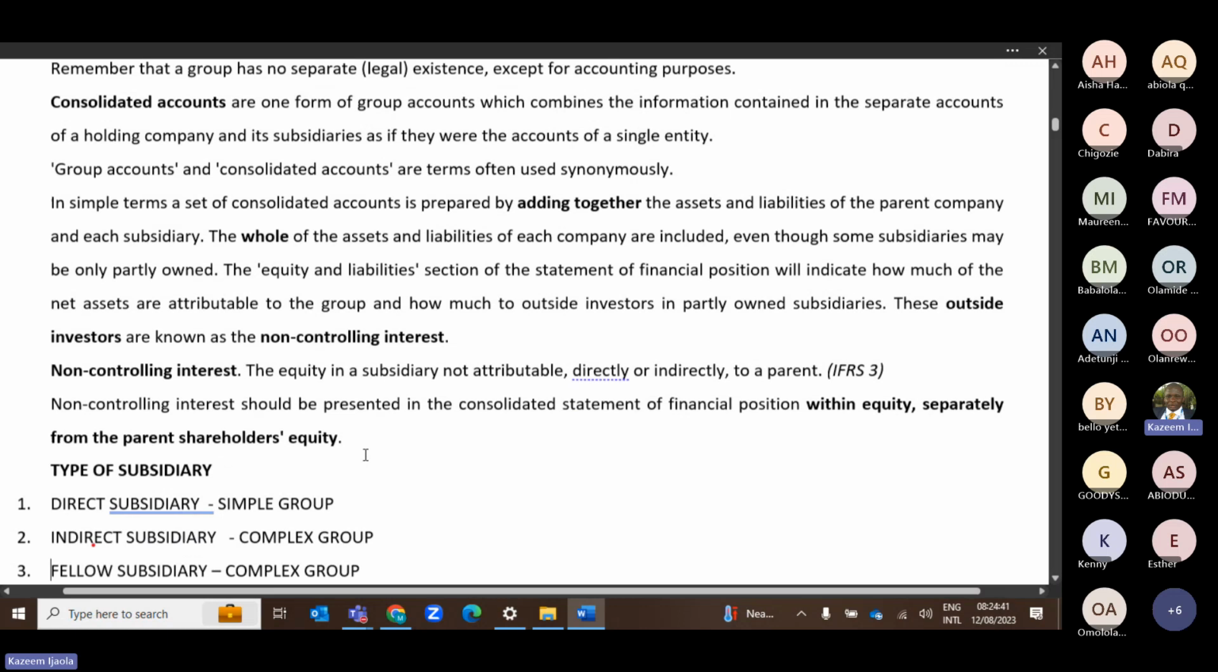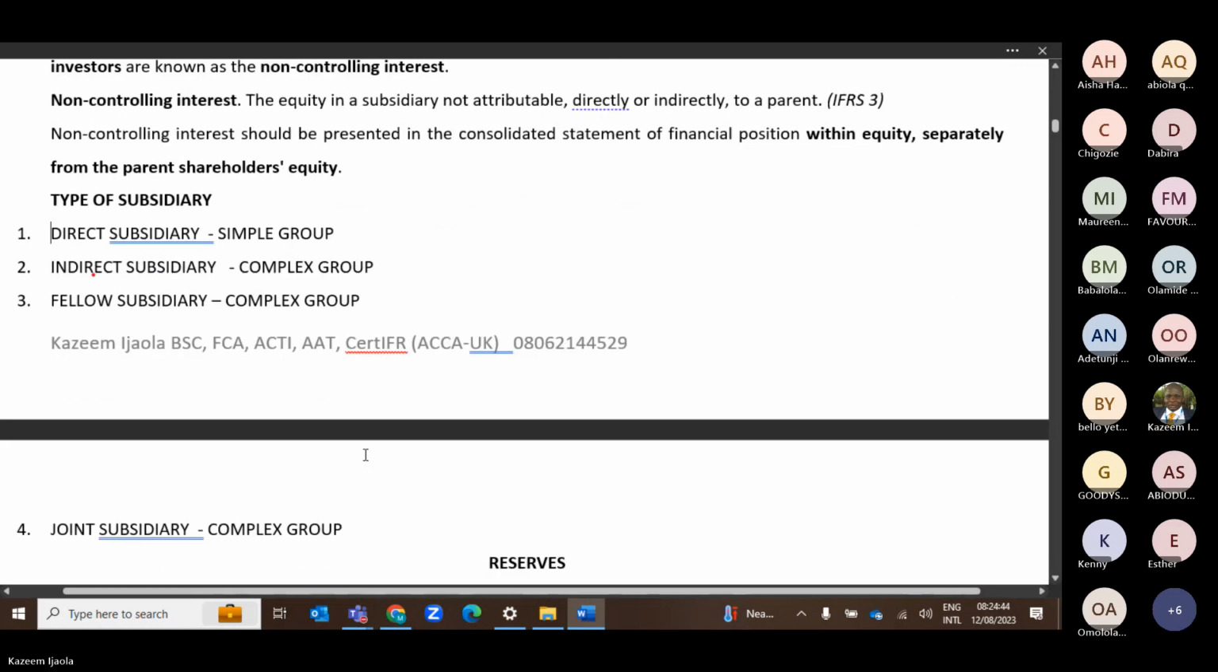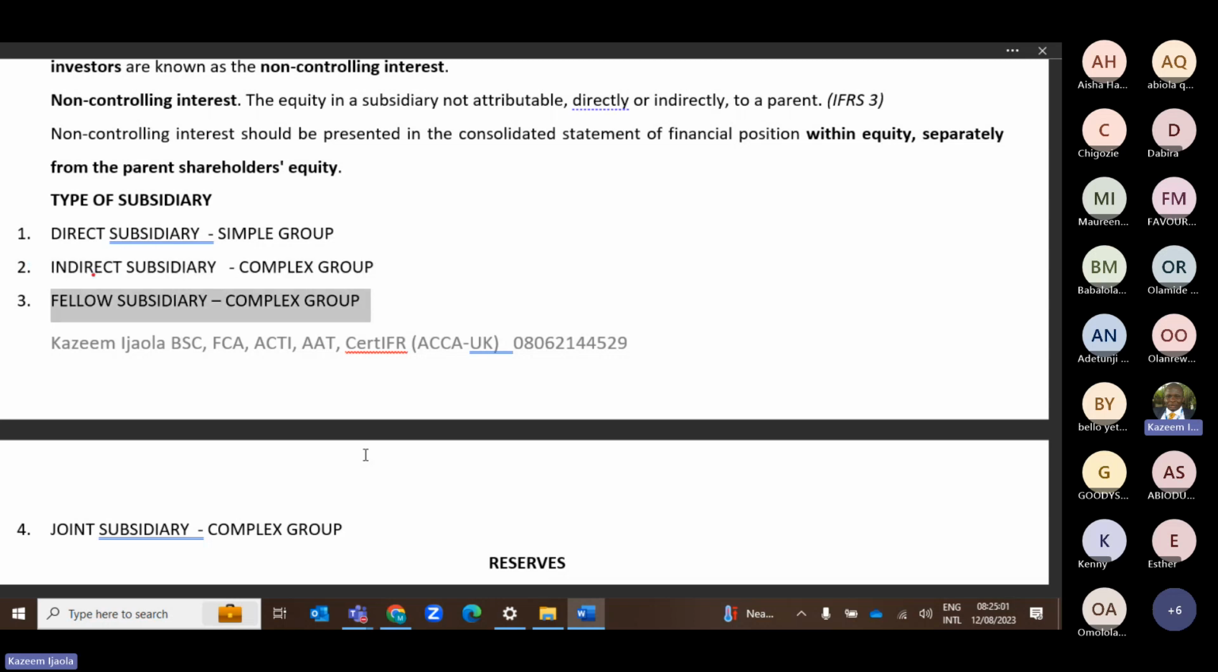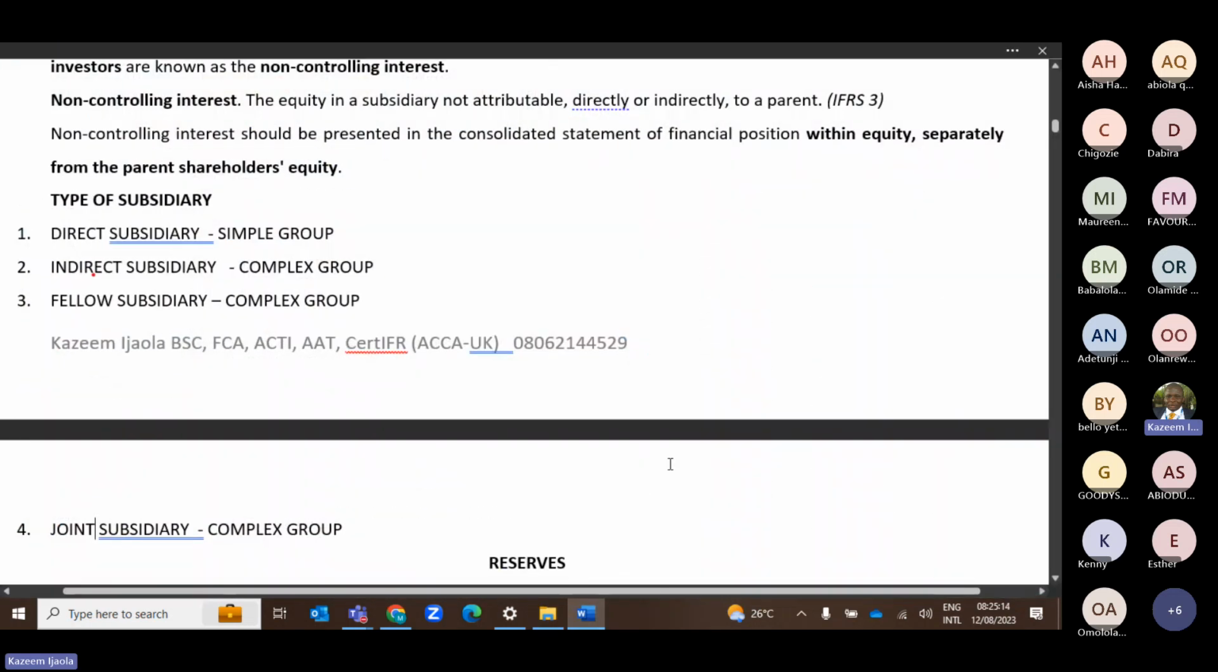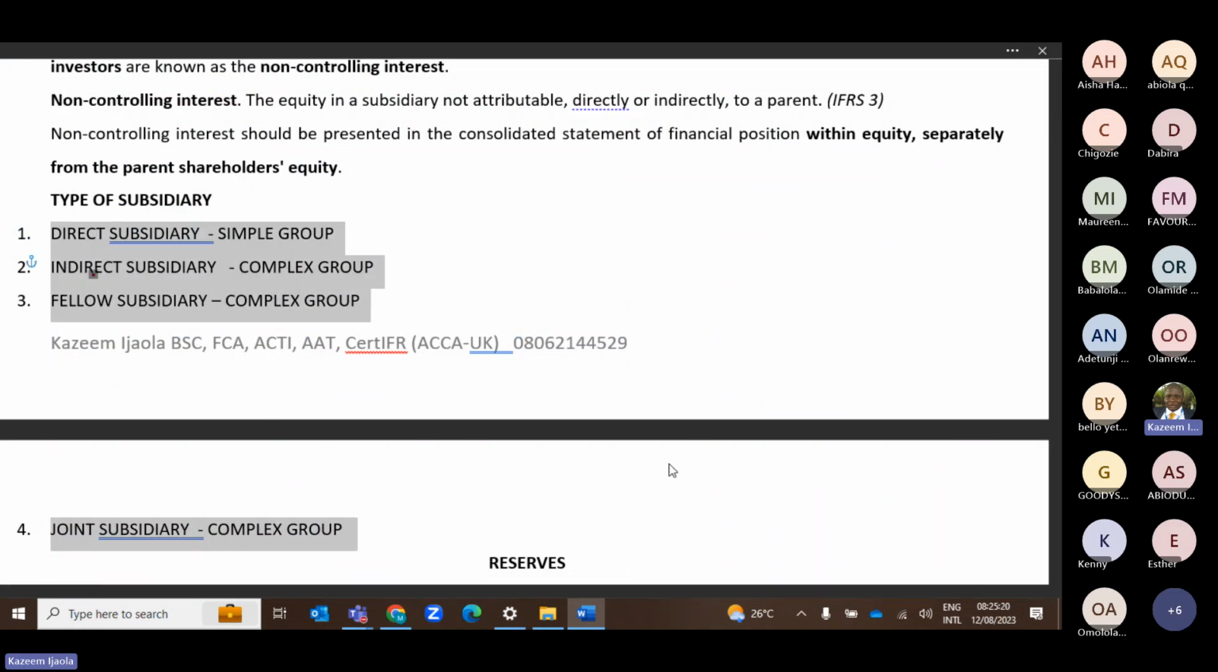Now, there are four types of subsidiary. The first one is a direct subsidiary, which is known as a simple group. You have done this one before in your skill level. I'll still run you through each of them. The second one is known as an indirect subsidiary. The third one is fellow subsidiaries, that is when two or more subsidiaries are under the control of the same parent. And the last one is the joint subsidiary. In fact, that's the major work we have under group structure. So let's take each of them one after the other.